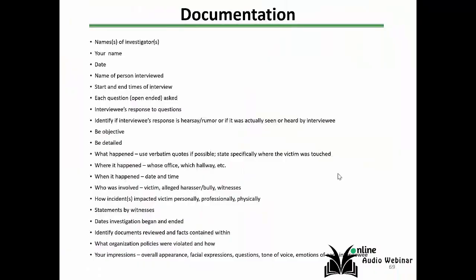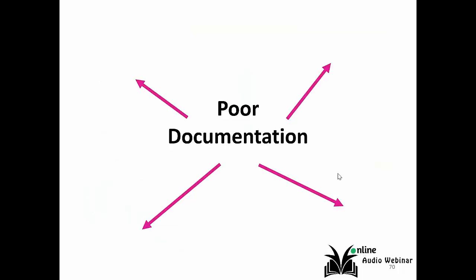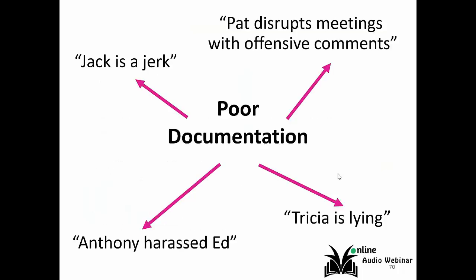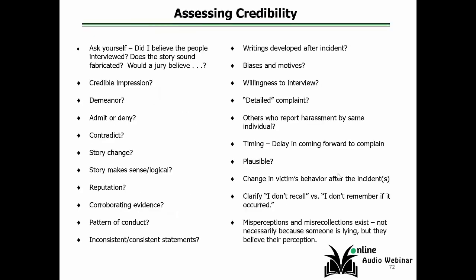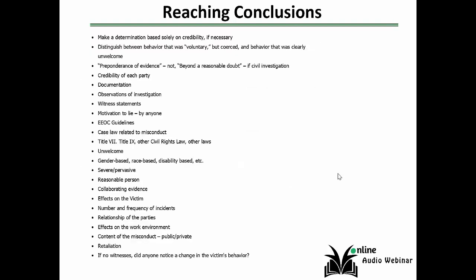Now, here's a one-page handout for you that gets into documentation. Now, what's poor documentation? So you don't label people, and you always make your documentation objective. So here's a handout on documentation. Now, this tells you about credibility, and this you must do for everybody that you interview. It's critical. Then you have to reach conclusions.